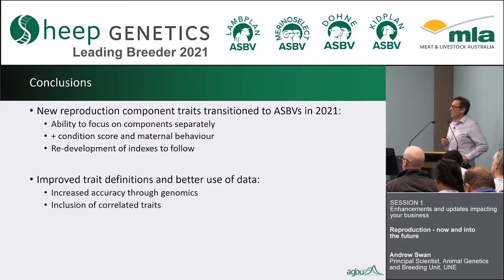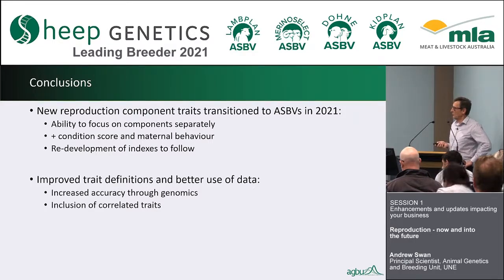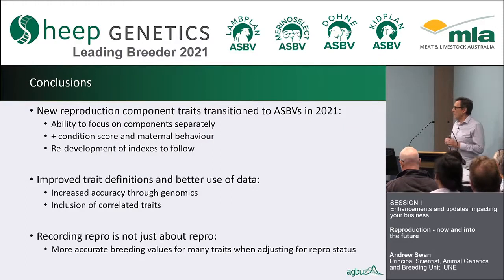So the analysis gives us better trait definitions and use of data, increased accuracy through genomics, and takes account of all the correlated traits that are in the analysis as well to help improve it. And just finally, to what we were just looking at there, recording repro is not just a good thing for repro itself, but it can have benefits for adjusting for other traits.